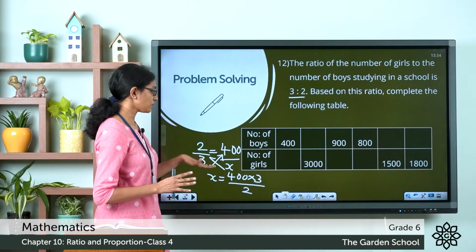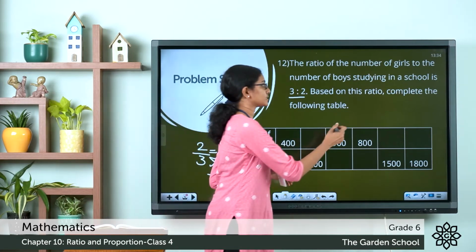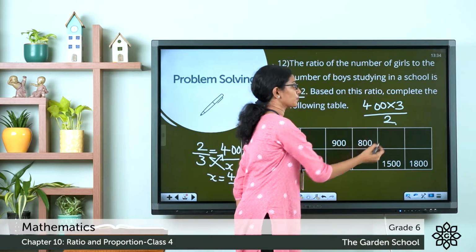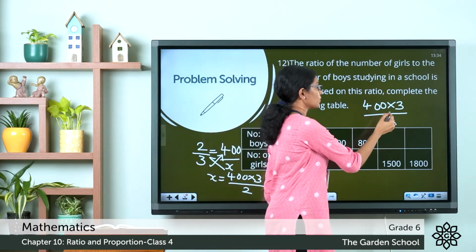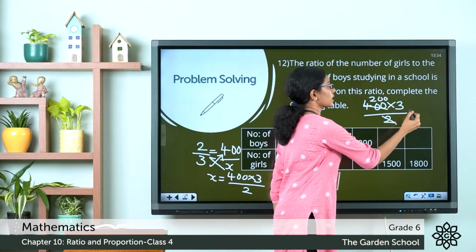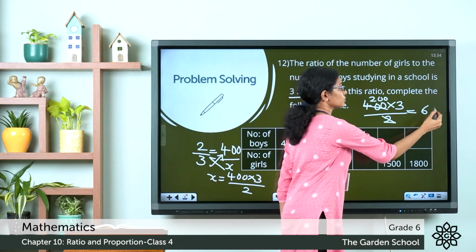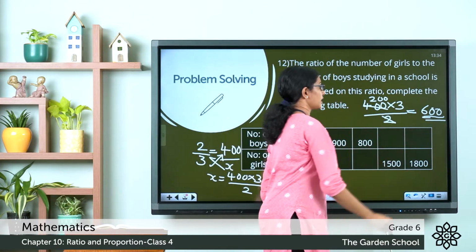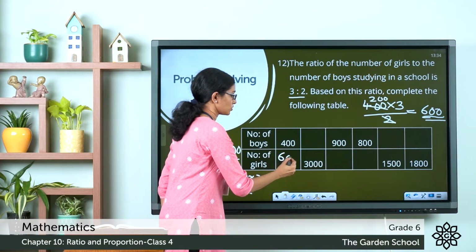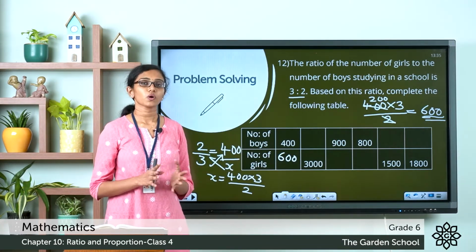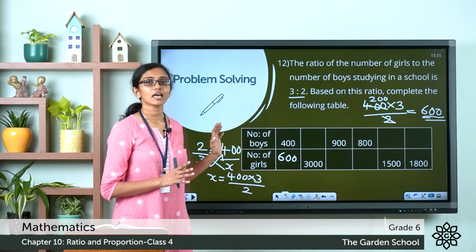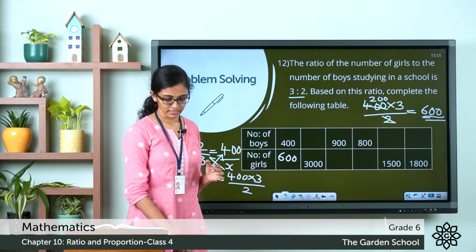So now let's simplify 400 into 3 by 2. Let's see how 400 into 3 divided by 2. Let's cancel out the common factors. 400 divided by 2 can be written as 200. Now it is 200 into 3, which is equal to 600. Now here in the first column, the number of girls is equal to 600. Now you have to follow the same procedure to find the number of boys and number of girls in each case and complete the table. Now let's see the next question.